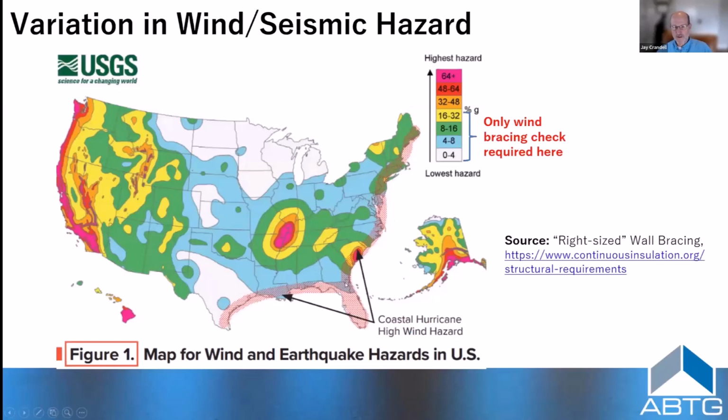And then you can see here the coastal areas, where you start to enter into the hurricane-prone region. In the rest of the country, the design wind speeds might vary from something less than 90 miles per hour to 115, depending on where you are, but that's considered a fairly low wind region.